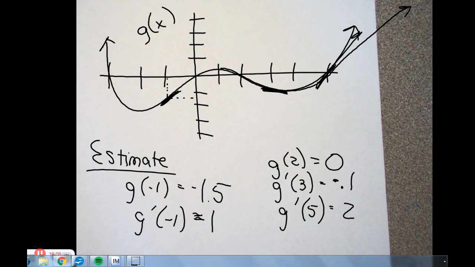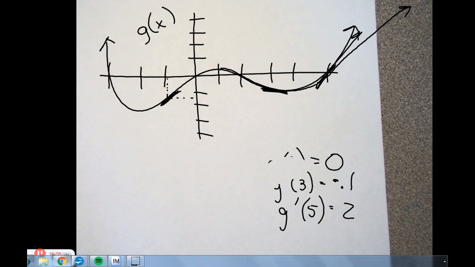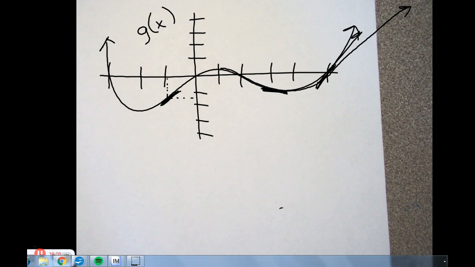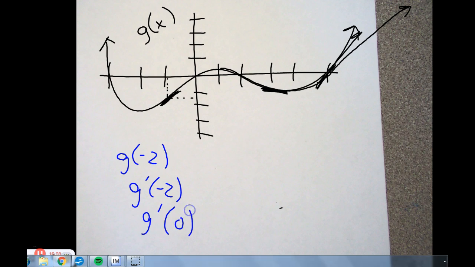Alright, so the AP test would look more like this. I'm going to give you 3 things and I want you to put them in order from low to high. So you don't need to know the precise number. So let's say G of negative 2, G prime of negative 2, and G prime of 0. Low to high.